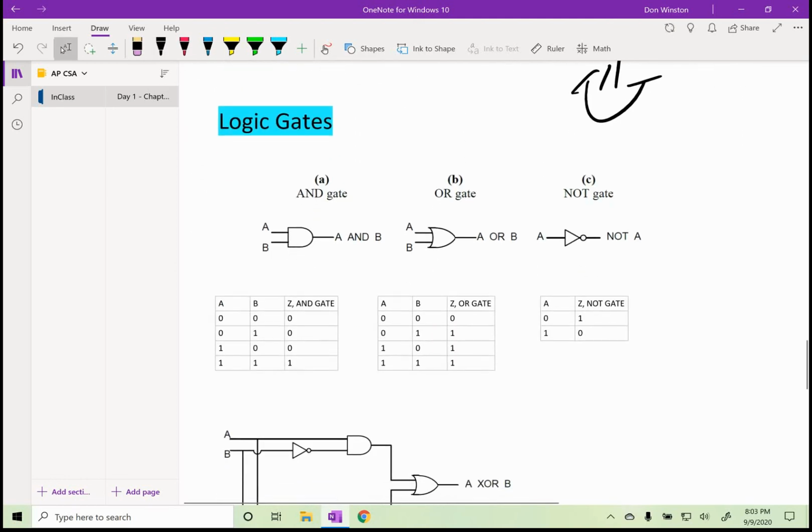Now we go on to logic gates. AND gates, OR gates, and NOT gates. I present this a little differently than the way the book presents it. For their truth tables, they use high and low, or true and false. I just do a binary count. In computer science, true is 1 and 0 is false.